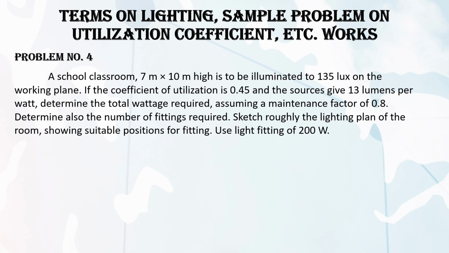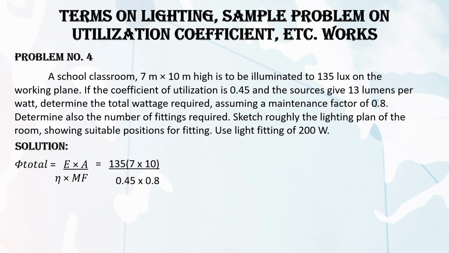So first thing first, ato sang pangitaon ang luminous flux total. So these are the formula. E multiplied by A divided by N multiplied by MF. So ang E nato kay 135, ang A 7 by 10, N kay 0.45 og MF kay 0.8. So ato ni siyang i-total tanan, ang answer will be 26,250 lm.